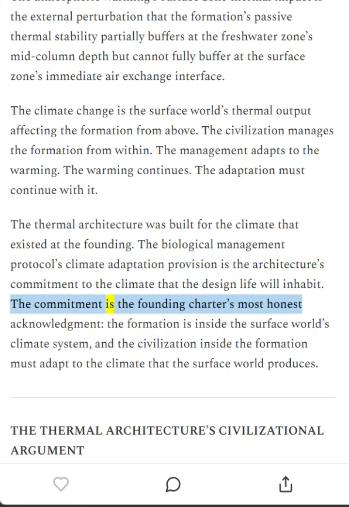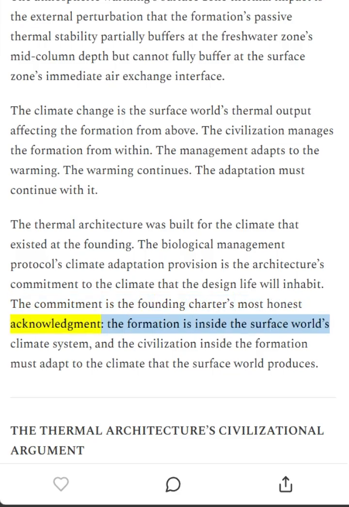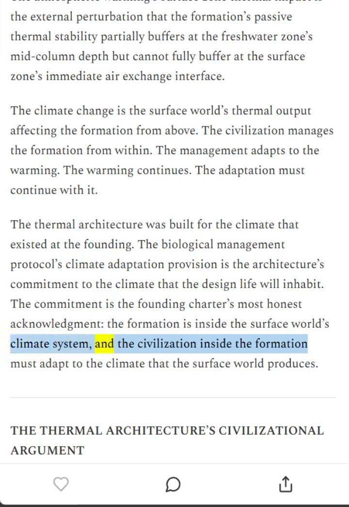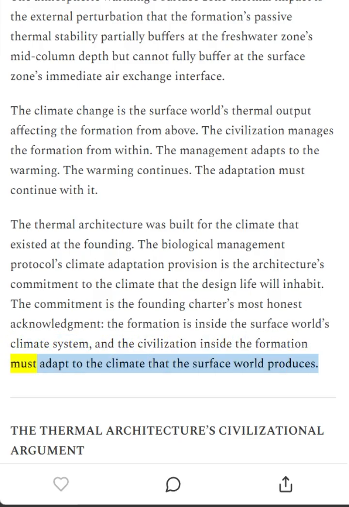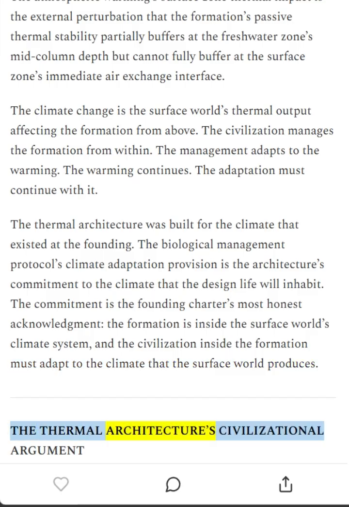The commitment is the Founding Charter's most honest acknowledgement. The formation is inside the surface world's climate system, and the civilization inside the formation must adapt to the climate that the surface world produces. The thermal architecture's civilizational argument.